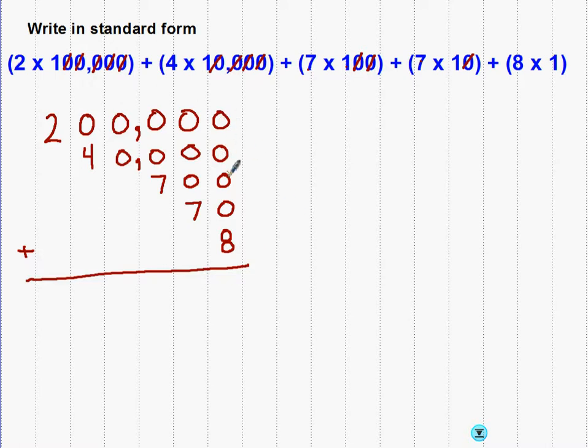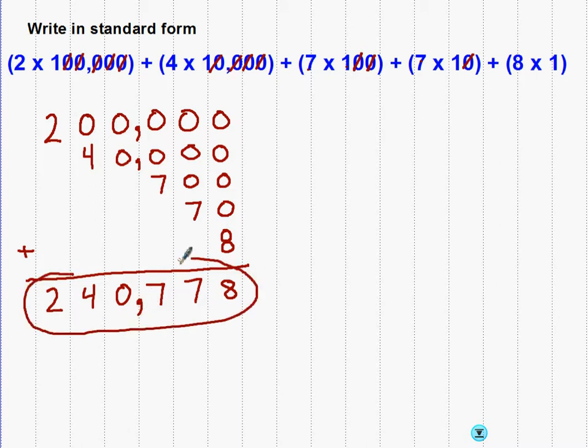So I go 0 plus 0 plus 0 plus 0 plus 8. And 0 plus 0 plus 0 plus 7 is 7. And 0, 0, and 7 is 7. 0 plus 0 is 0. 0 plus 4 is 4. And then there's nothing to add to my 2, so I'll bring it on down. And I'll place my comma. And I can see that this number here written in standard form would be 240,778.